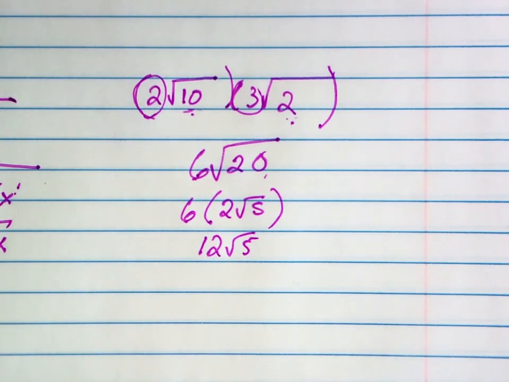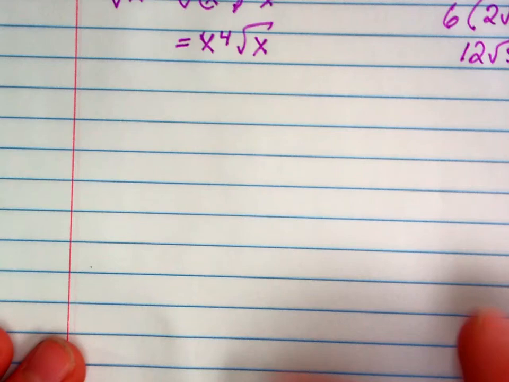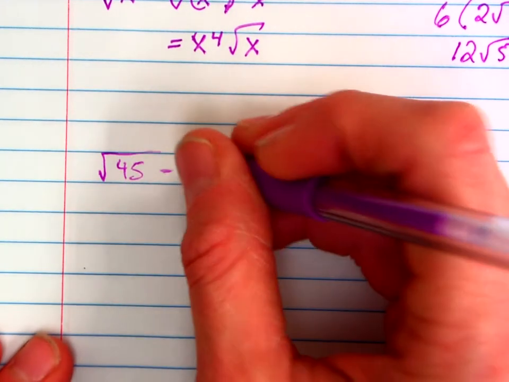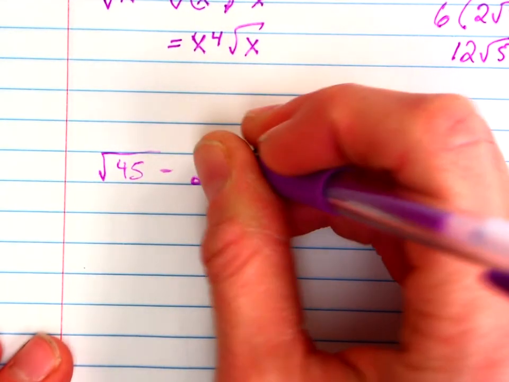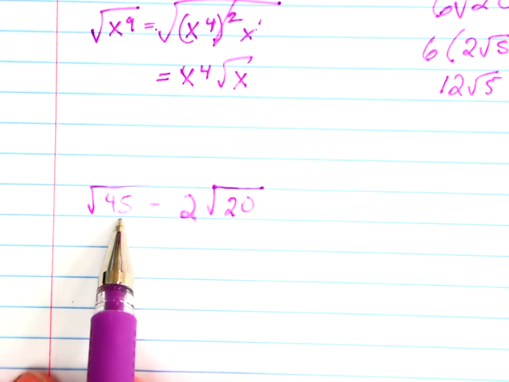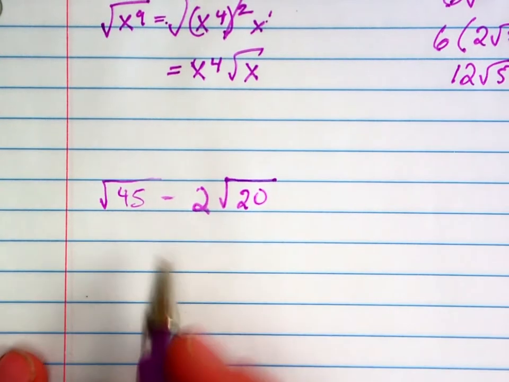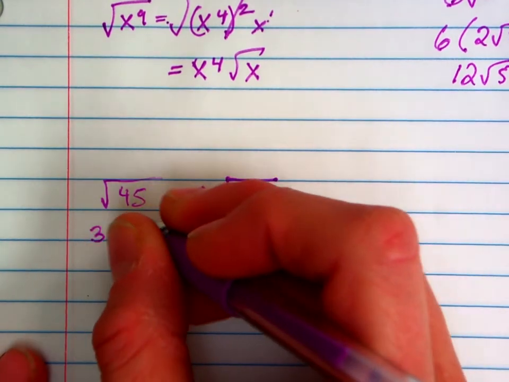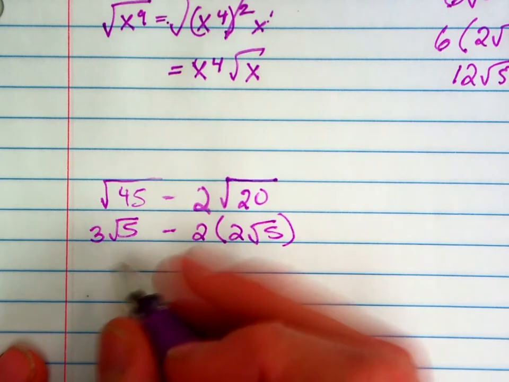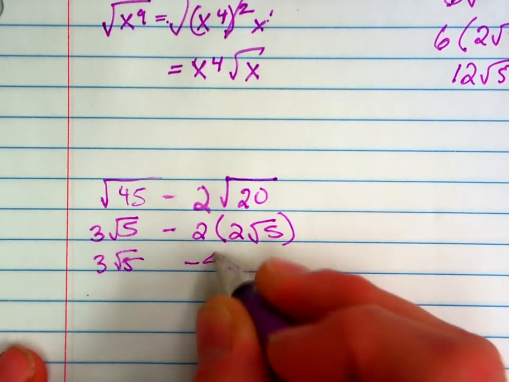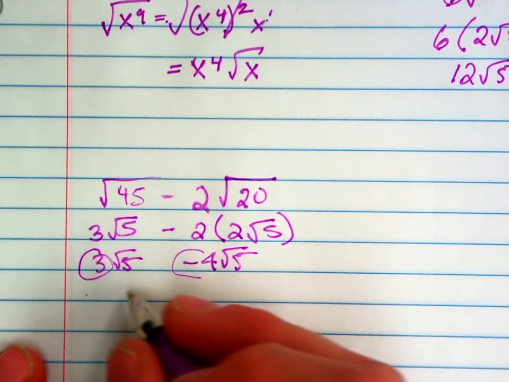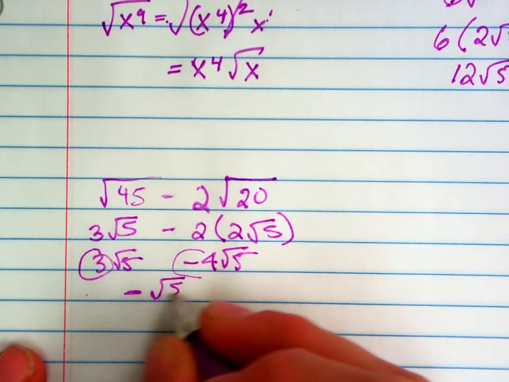We can do something similar with addition or subtraction. If I had the square root of 45 minus 2 times the square root of 20. Right now it doesn't look like I can do anything with these, but if I simplify each of these radicals, I get 3 square root of 5 minus 2 times 2 square root of 5. So this becomes 3 square root of 5 minus 4 square root of 5. This is now 3 minus 4, which is negative 1 square root of 5.